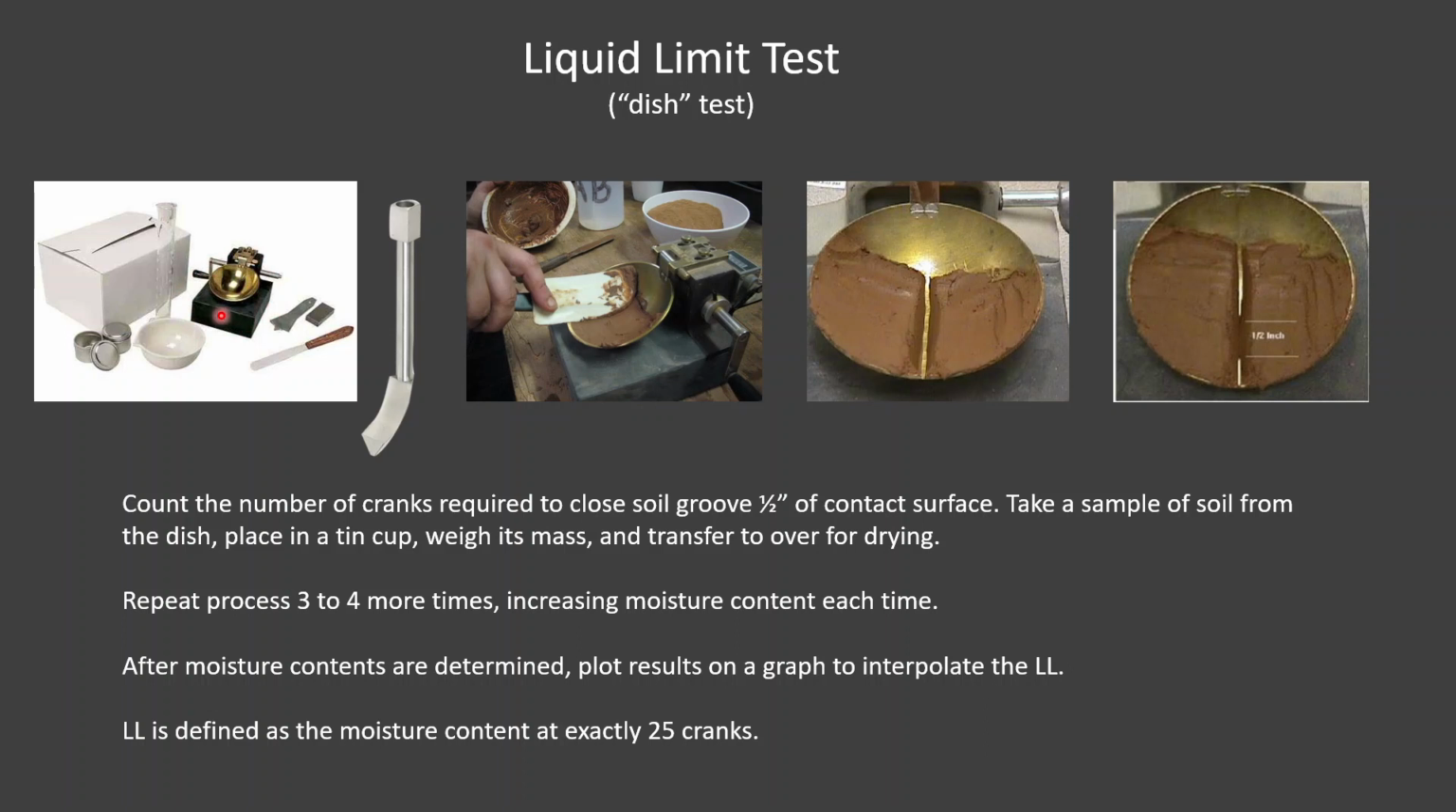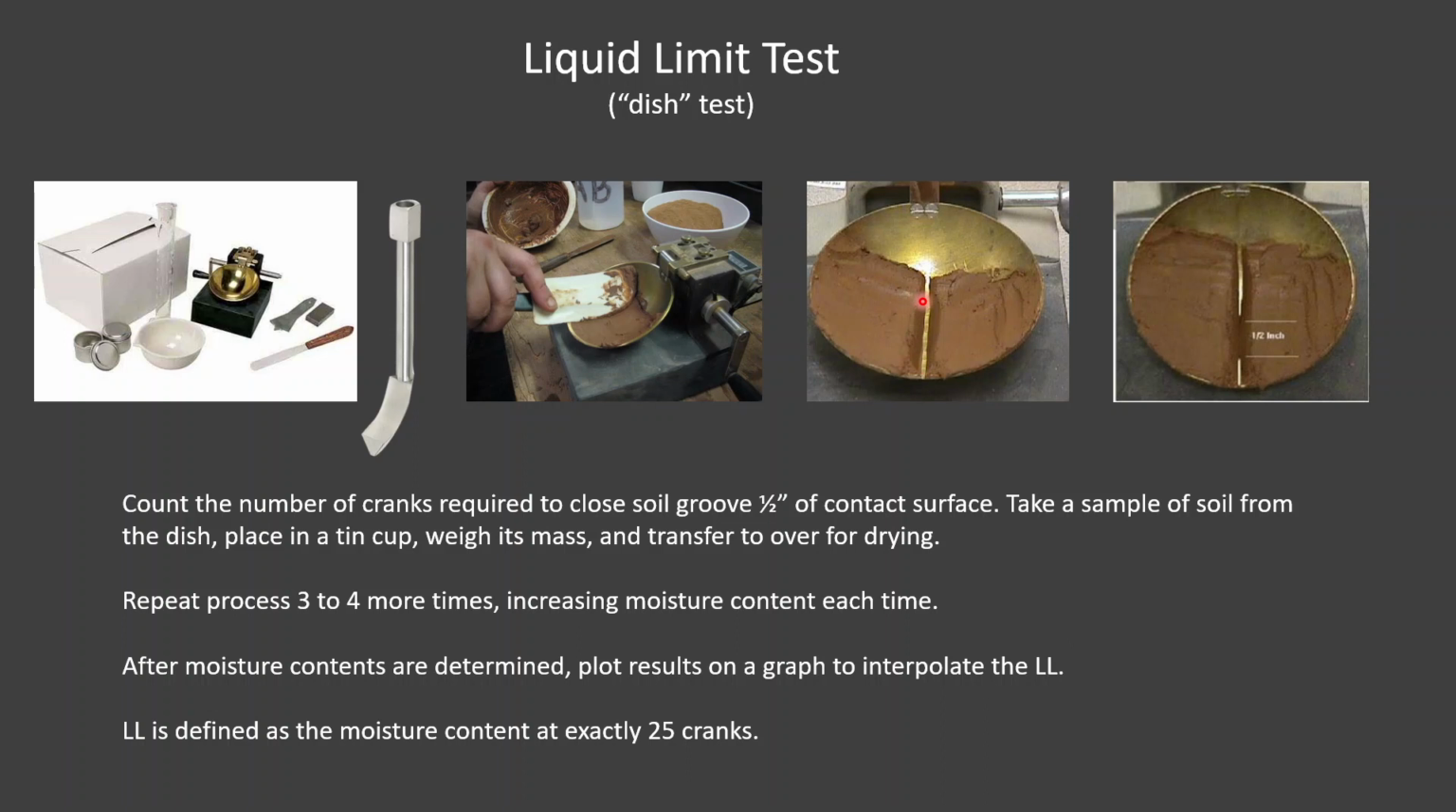So same thing, we take a little dish, we mix up our soil into almost like a peanut butter consistency, like you can see in this picture. And then we smooth it into the dish apparatus. And once you've smoothed your soil about 1/4 of an inch thick in your dish apparatus, you're going to take a grooving tool and cut a groove so you split your soil into 2 sides.